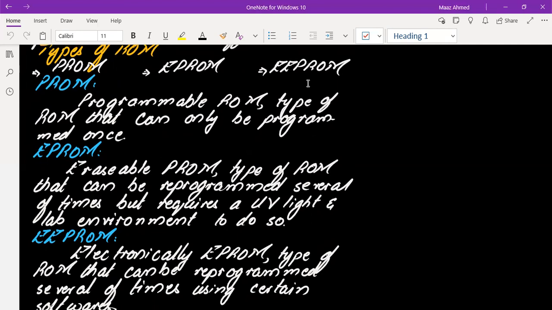But when it comes to the EPROM, these are the types of ROM that can be reprogrammed again and again. But to reprogram this type of ROM, we do require an ultraviolet light, and obviously we cannot operate with an ultraviolet light in an open environment. We do require a lab environment as well to perform these things.